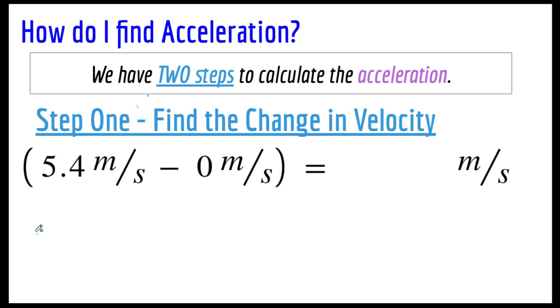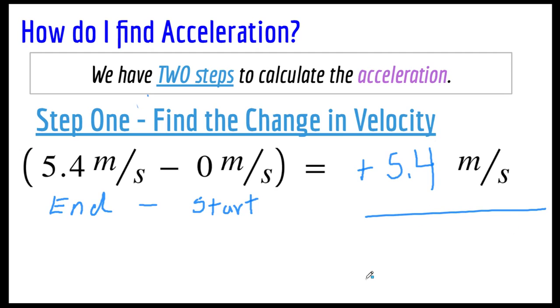To get the change in velocity, we take our ending velocity minus starting. The ending velocity was 5.4 meters per second. We subtract the starting. We must do it in this order to get the correct sign for acceleration. 5.4 minus 0 is positive 5.4 meters per second. Our change in velocity is positive 5.4 meters per second.